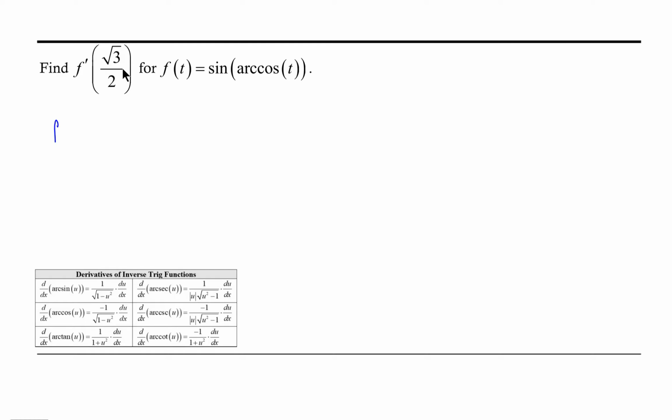So f prime of t is going to be, notice that the argument for our sine function is the inverse sine function. So the derivative of sine is cosine. So we're going to have cosine of arc cosine of t times the derivative with respect to t of arc cosine of t.